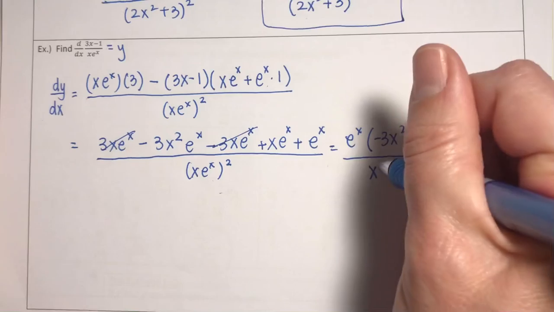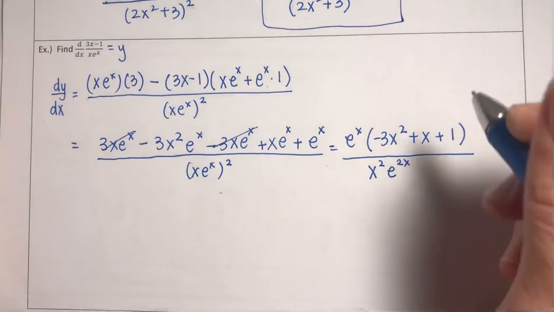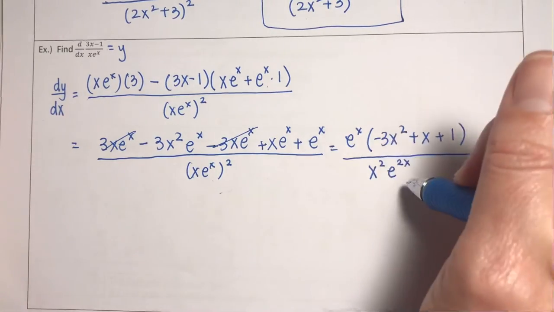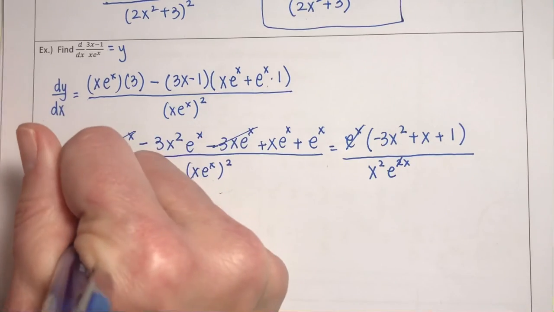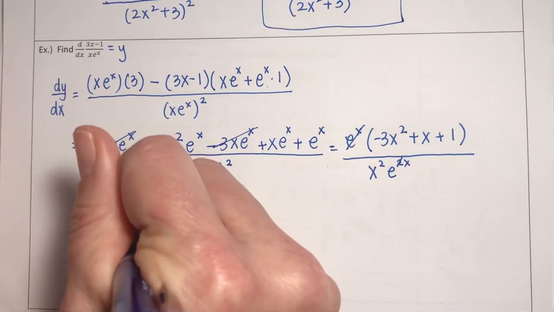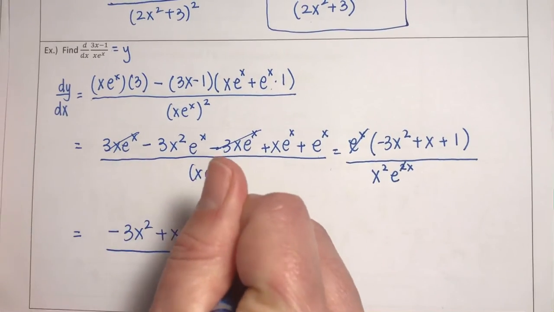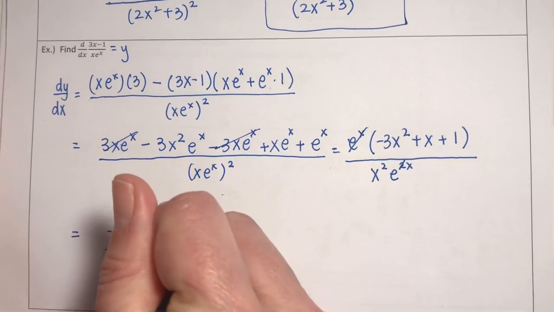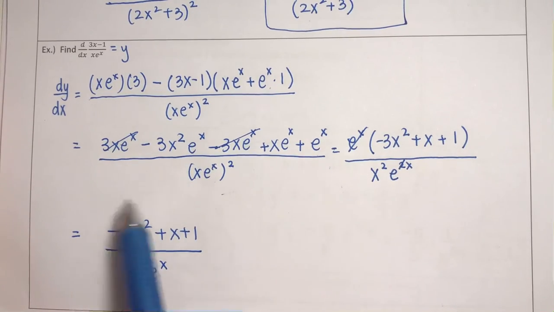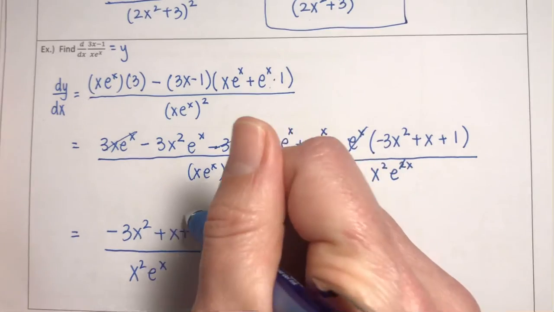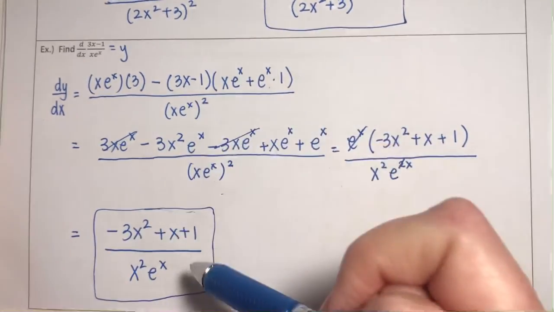So this is the same as x squared e to the 2x. And so one of these e to the x's can reduce out. So I'll go ahead and cancel out one of those. And then therefore this is going to simplify to negative 3x squared plus x plus 1 all over x squared e to the x. And again, remember we simplified this. This is not going to factor, so we cannot go any farther with this to see if anything else would reduce down. This is as far as we have, and this is the derivative.